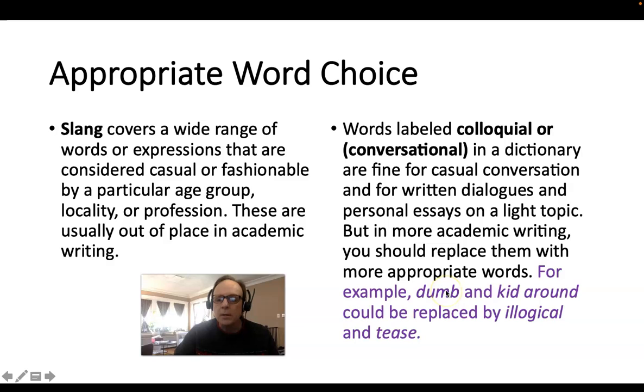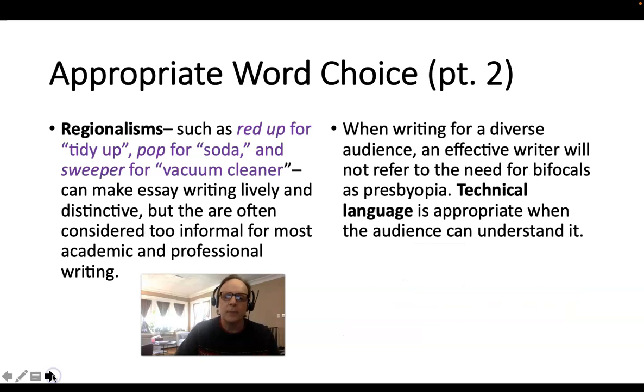For example, "dumb" might be better to say "illogical," right? It sounds maybe too formal, but "kid around" could be replaced by "tease." So again, these are more standard words, and these are more slang. And there's just a lot of things. The way that we speak and the way we write is often very different. And that's okay. It's just a level of formality. So the more formal, just like if you're going to a job interview, you might not use slang so much, but you might use more formal words, more formal vocabulary. So again, trying to avoid slang in academic writing is a good idea, the word choice.